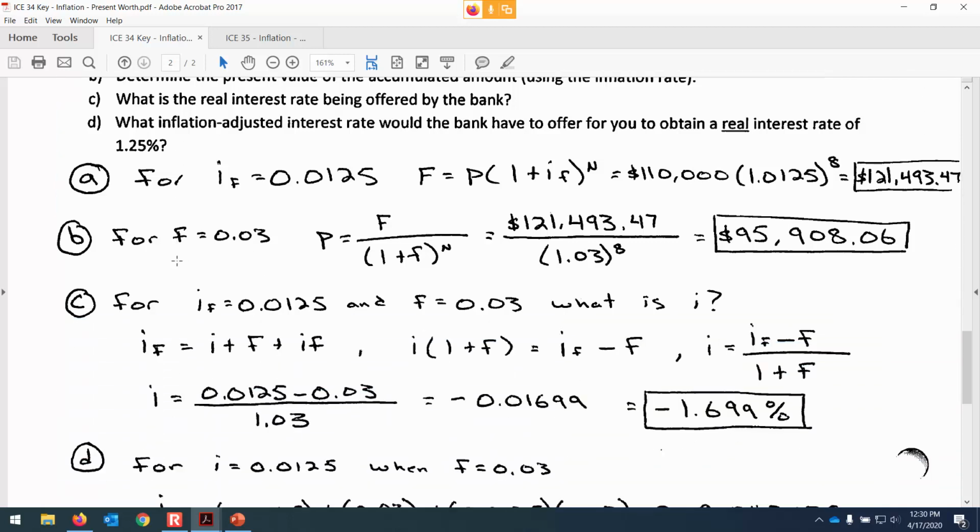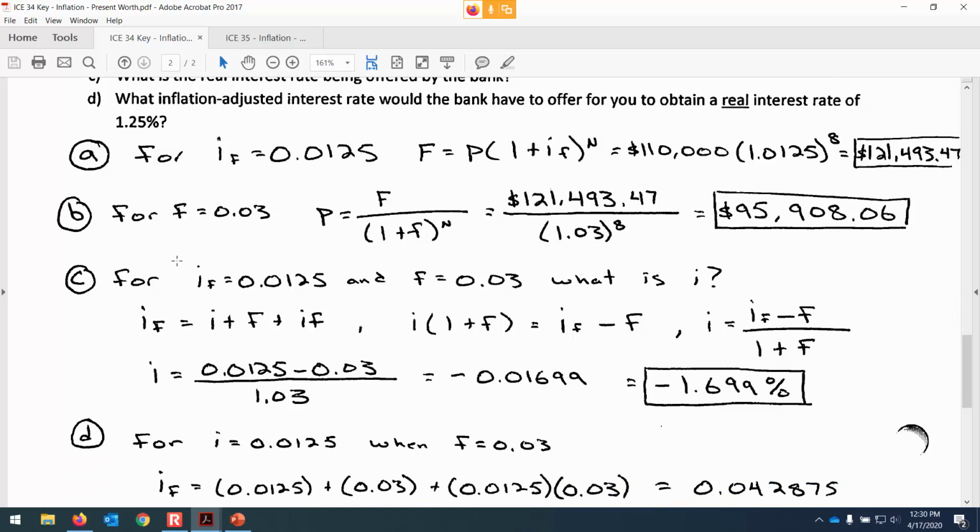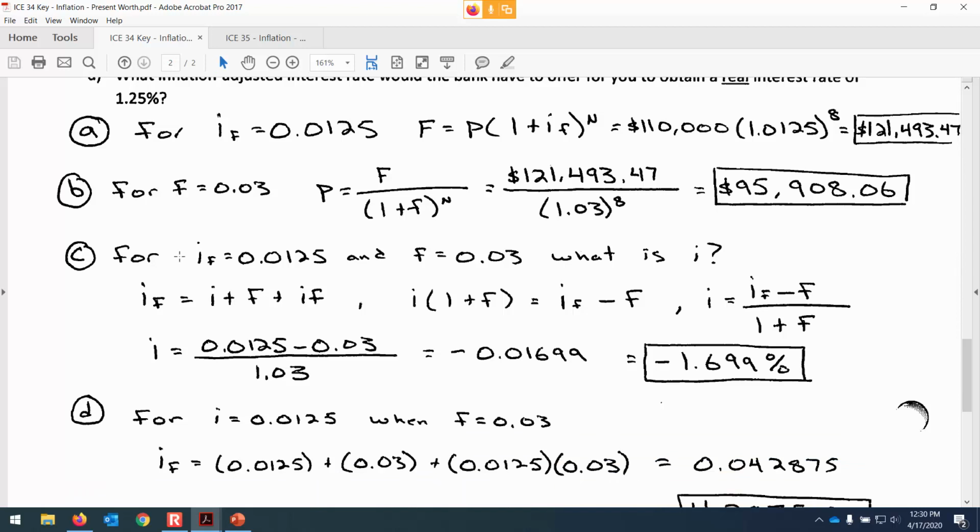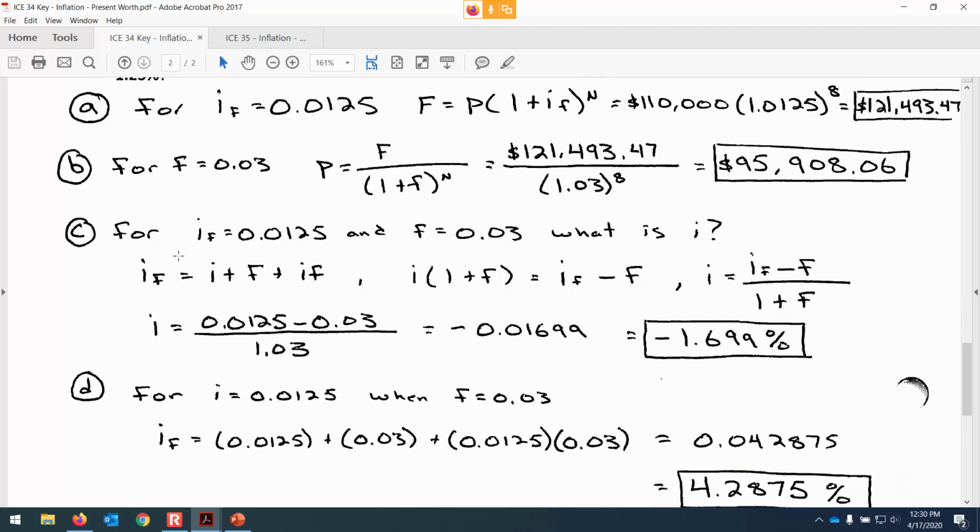And so if we want a real rate of return of 1.25%, then we should be looking for some bank that's offering 4.29%. That's what we'd have to make. And then inflation would take 3%. That would leave us 1.25% in real interest. So it's absolutely critical that you understand the difference between real interest and market interest, because what's paid by the market isn't necessarily going to increase your purchasing power.